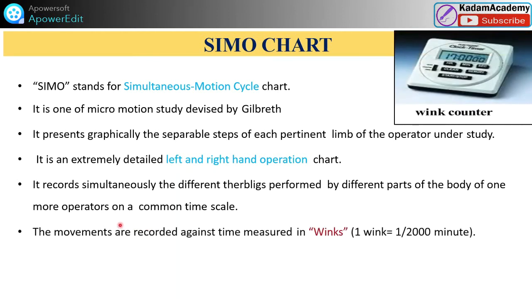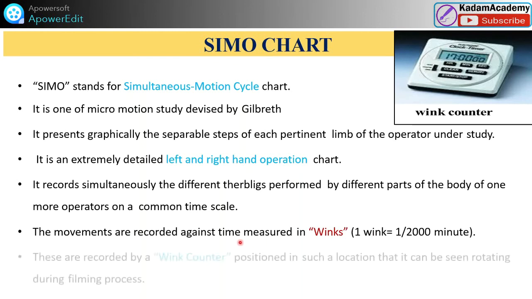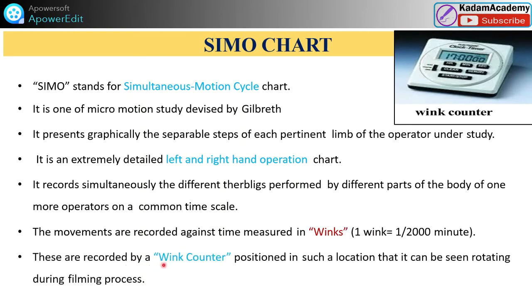Okay, so see here, the movements are recorded against the time measured in wings. The wing counter we have already studied. One wing is nothing but 1/2000 of a minute. That is the wing unit. These are recorded by the wing counter, and that will be helpful. It is like a stopwatch, but it is called a wing counter.